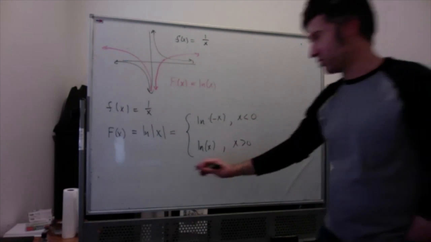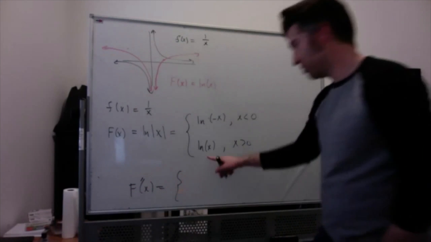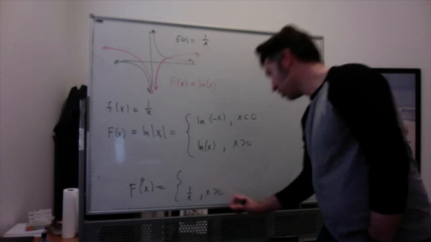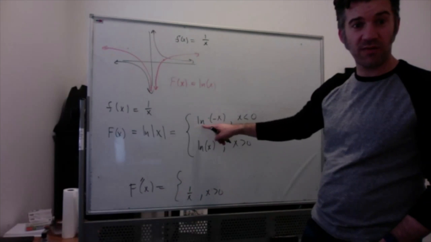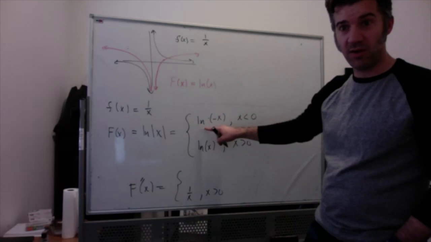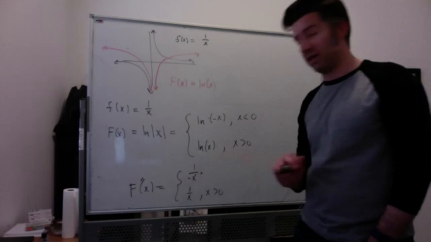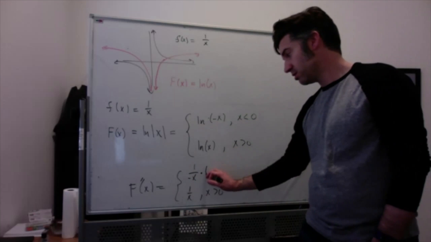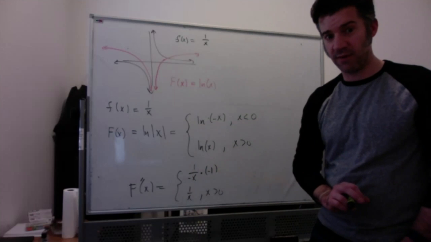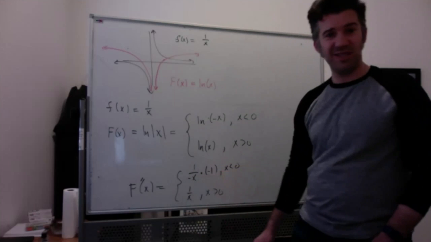What's the derivative of the natural log of x? I know you guys know. The derivative of the natural log of x is 1 over x. What's the derivative of the natural log of negative x? Well, the derivative of the natural log of some stuff is 1 over the stuff times the derivative of the stuff, when x is less than 0. But look, those are the same.